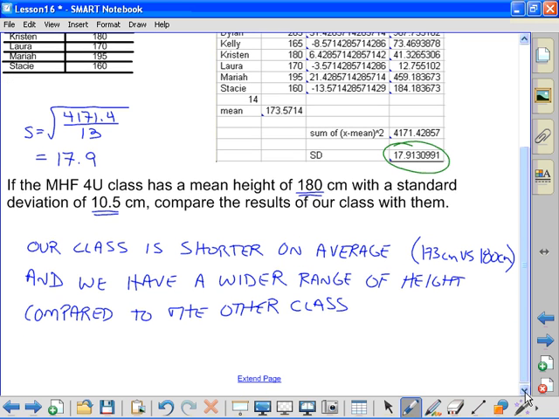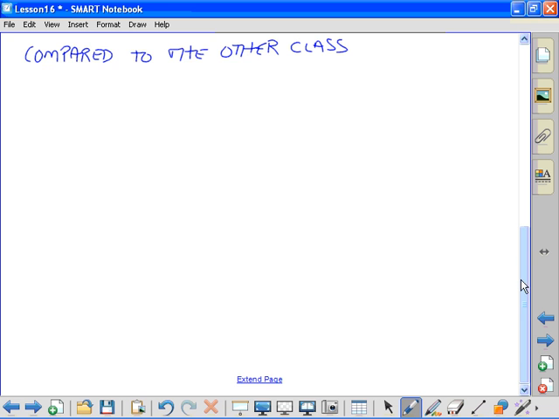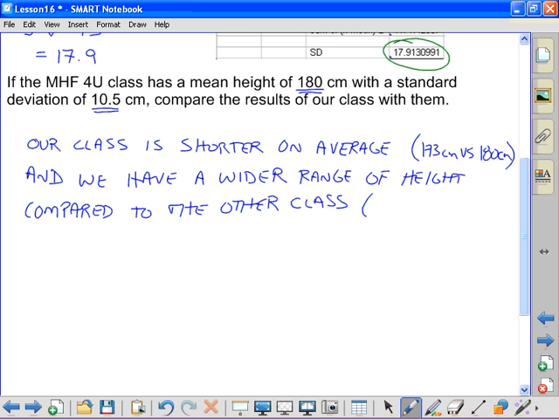That comes from the standard deviation. Comparing that in brackets, that is 17.9 centimeters versus 10.5.